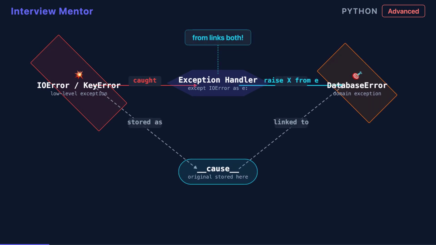Say your data access layer catches a raw I/O error from the database driver. Your callers don't want to see that. They expect a meaningful database error. So you catch the low-level exception and raise a higher-level domain-specific one in its place. That translation is the classic use case for exception chaining.